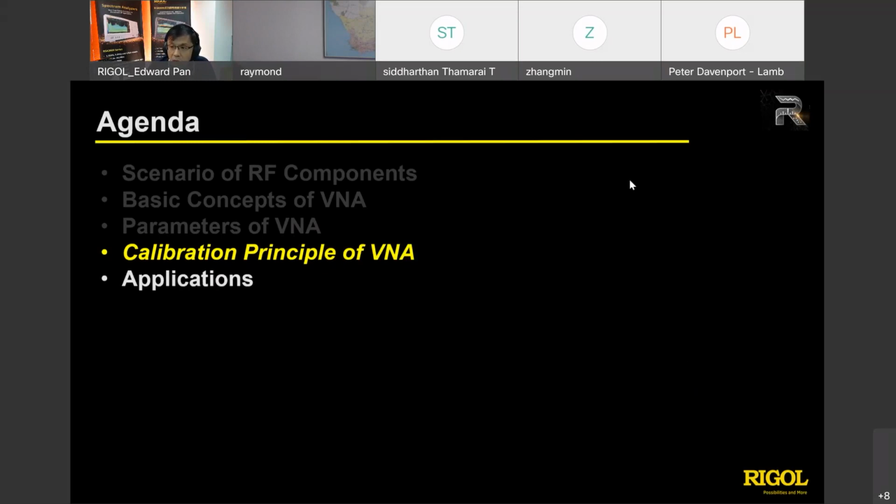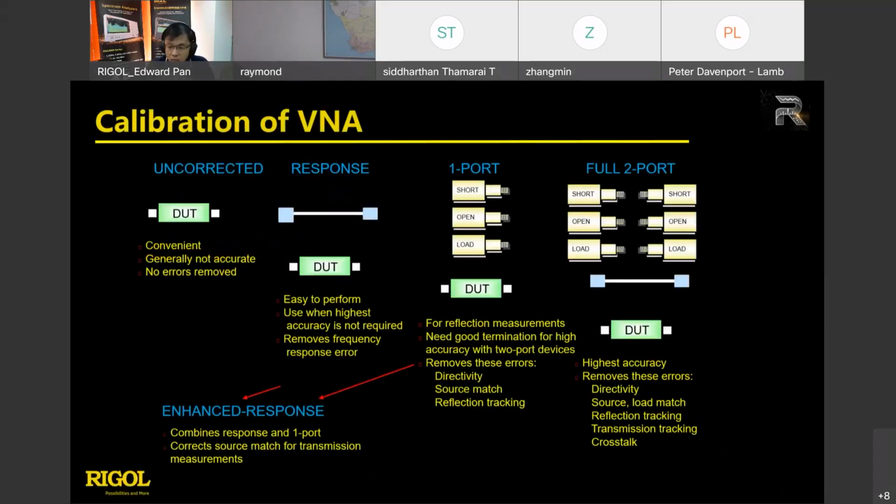Okay. So we will go for the calibration principle of the network analysis here. You can see the calibration principles. That means for high speed or high frequency network analysis and RF microwave component test, it will generate some residual parameters like the capacitance effect and the inductance effect. So it is very important to do the calibration to remove this kind of residual phenomenon.